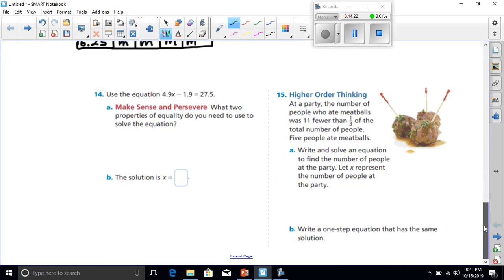All right, we're off to number 14 now. It says use the equation 4.9x minus 1.9 equals 27.5. All right, make sense and persevere. What 2 properties of equality do you need to use to solve this equation? So if I was going to work this problem, I guess I'll see what I'm going to use.